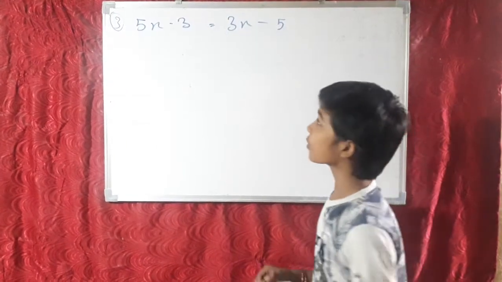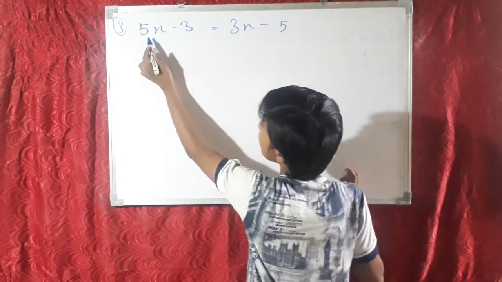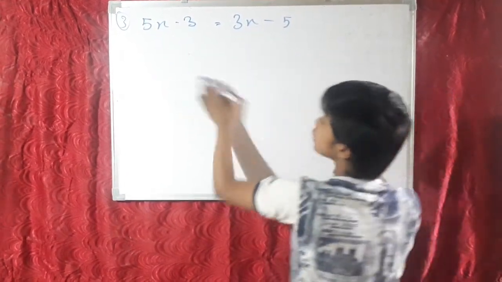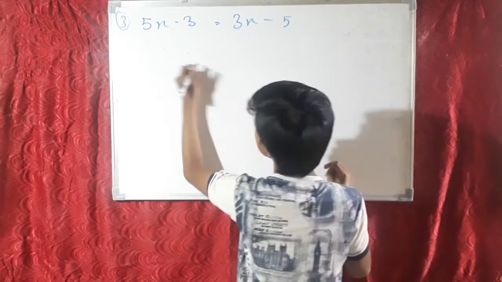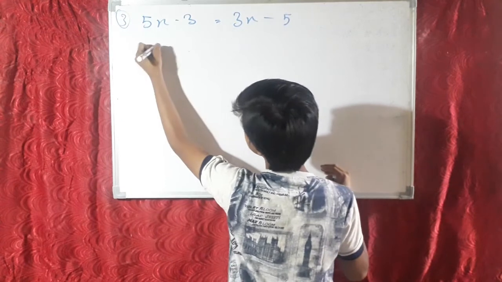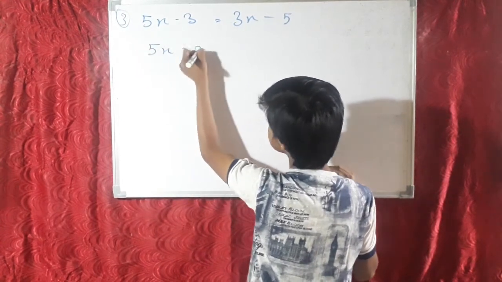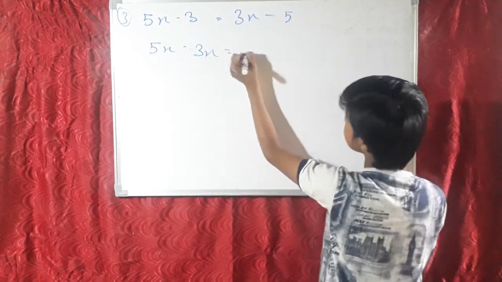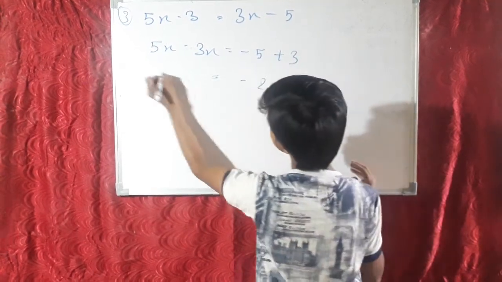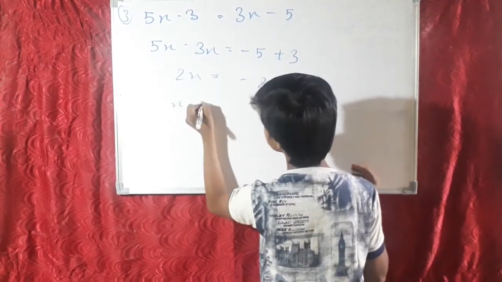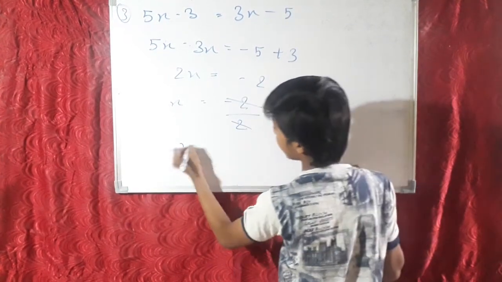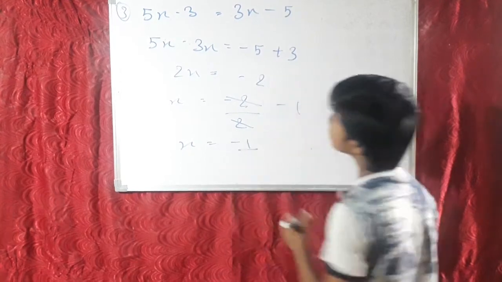So friends, now we are going to start our third question. What is 5x minus 3 is equal to 3x minus 5? Okay, so now we have to solve this equation. We will solve it very easily. We will transpose this 3x to this side. So 5x minus 3x is equal to minus 5 plus 3, it will be minus 2, is equal to 2x. So x is equal to minus 2 upon 2. It will be minus 1. So x value is equal to minus 1.